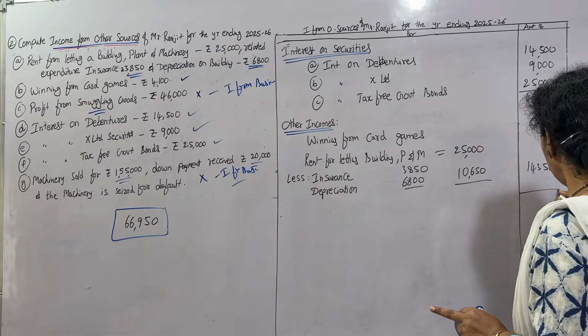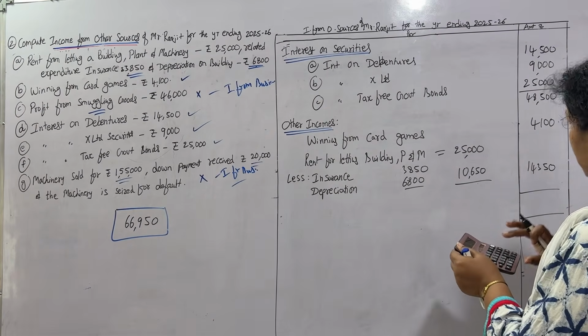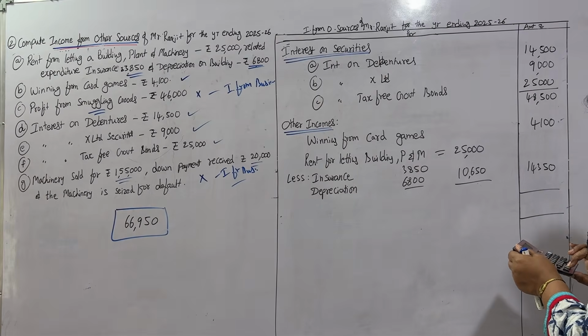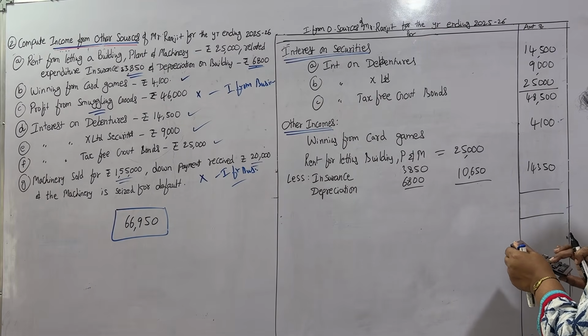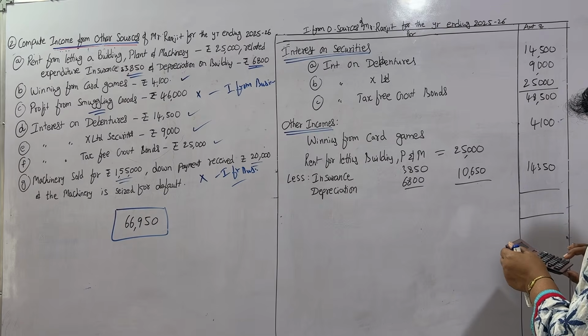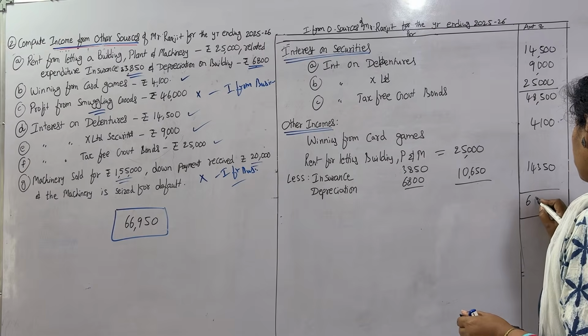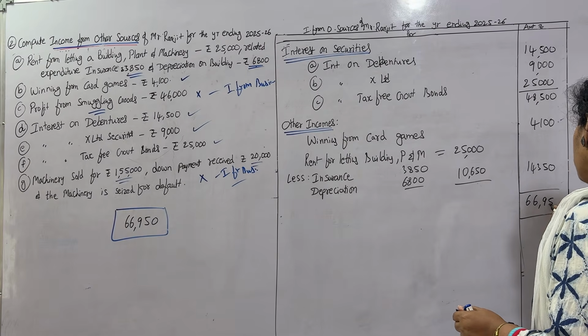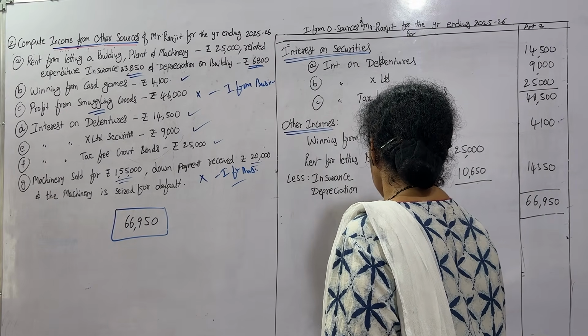So if you total up, this is income from other sources. Let's total up 48,500 plus 4,100 plus 14,350. 66,950 we got. This is income from other sources.